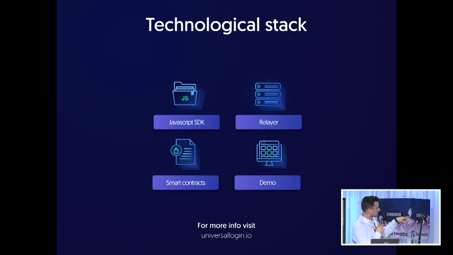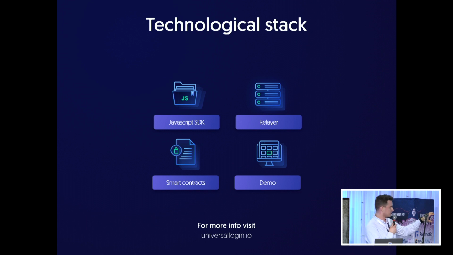On the technological side, the stack looks like this. We have smart contracts as the heart of the system. We have a relayer, which is a JSON RPC server that provides a JSON RPC API. And we have a JavaScript SDK that allows you to easily communicate through the relayer with the smart contracts. On top of that, there is a demo application that you just saw.